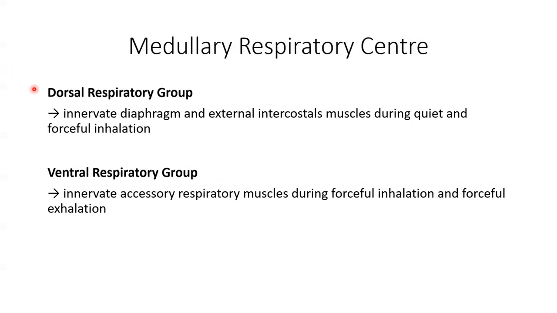Now, during normal quiet breathing, neurons of the dorsal respiratory group will send impulses to the diaphragm and the external intercostal muscles. These impulses start quite weakly, and then they increase in strength for about 2 seconds. They then stop altogether. So when the nerve impulse reaches the diaphragm and the external intercostal muscles, these muscles will contract.